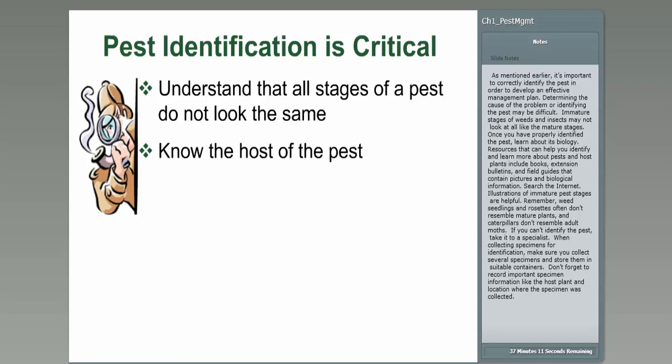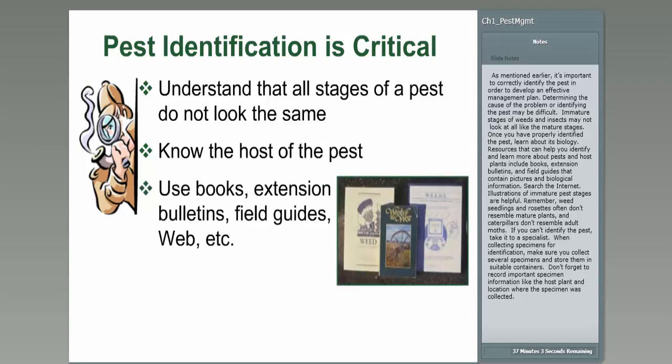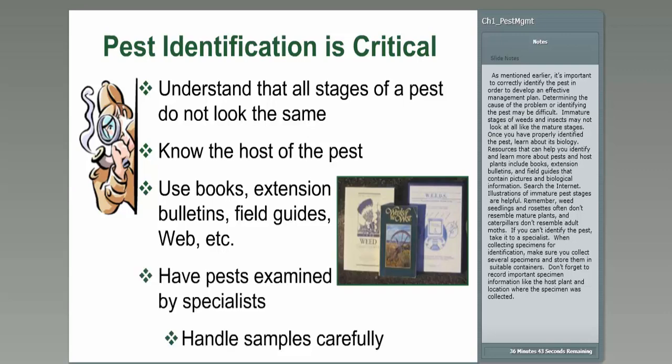Resources that can help you identify and learn more about pests and host plants include books, extension bulletins, and field guides that contain pictures and biological information. Search the internet. Illustrations of immature pest stages are helpful. Remember, weed seedlings and rosettes often don't resemble mature plants, and caterpillars don't resemble adult moths. If you can't identify the pest, take it to a specialist.